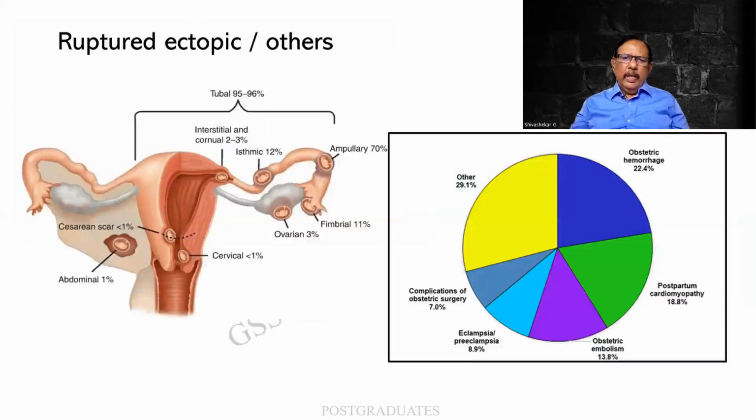Ruptured ectopic. I've already shown you a picture. You find that it is more common in the ampullary region, fimbrial region. The distal two-thirds is most common over here. Rupture can occur on the other side, cervical, or it can occur in the body in a cesarean section. And others: obstetric hemorrhage, postpartum cardiomyopathy, embolism, eclampsia, and complications of surgery, etc. will have to be borne in mind.